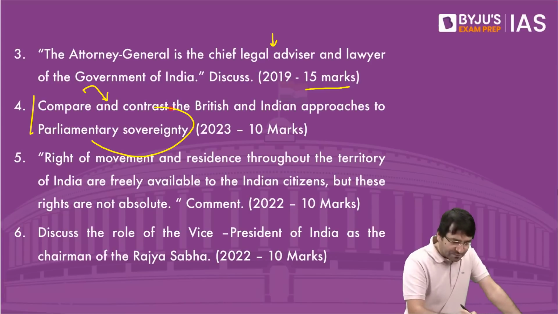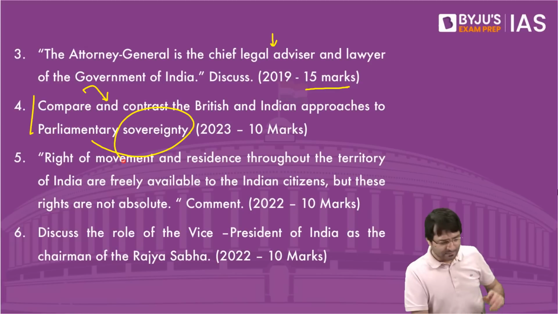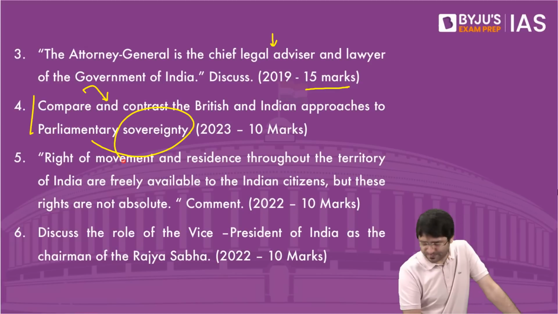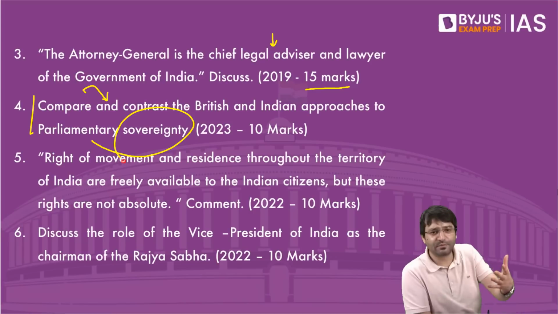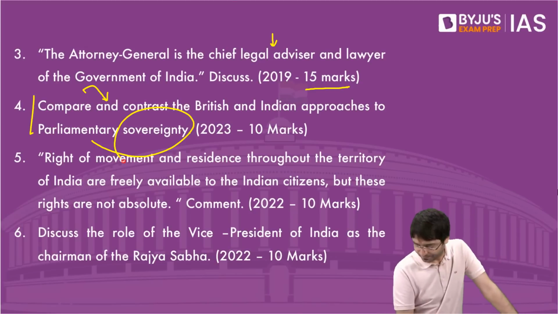What is this parliamentary sovereignty in India and Britain that you will have to compare and contrast? By looking at these first 4 questions, roughly 7.5 minutes. For a 15-mark question, you'll have to write the answer in less than 250 words. The answer can be in 200 words. It can be in 150 words, but it cannot cross 250.